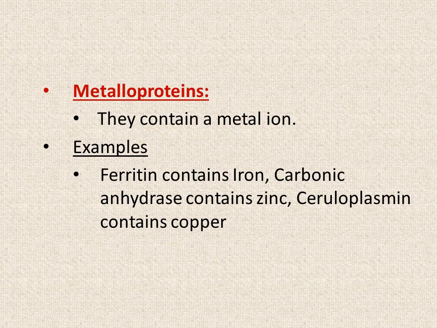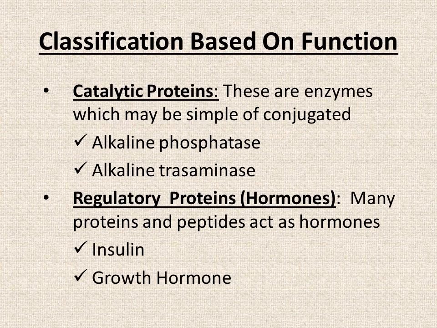Now, metalloproteins, as the name indicates, are comprised of simple proteins in combination with a metal ion, and examples include ferritin, which contains iron, carbonic anhydrase enzyme, which contains zinc, ceruloplasmin, which contains copper. So this was all about conjugated proteins. So far we have discussed the classification of proteins based on their structure and based on their physical properties. Now there is a third way of classifying proteins, which is classification of proteins based on their functions.